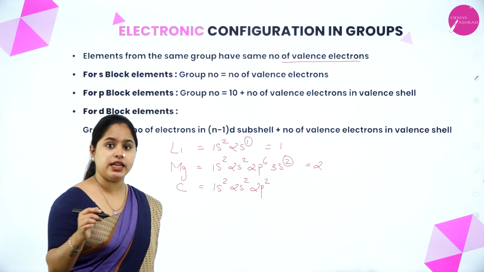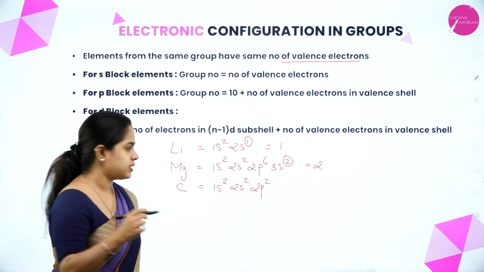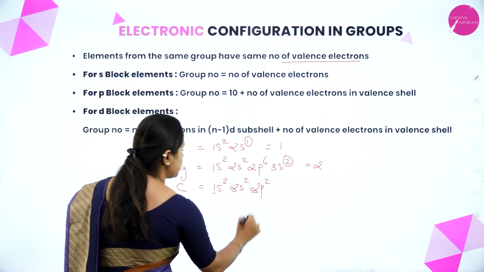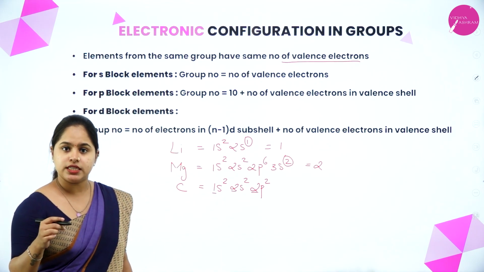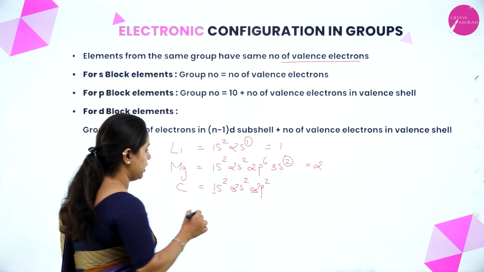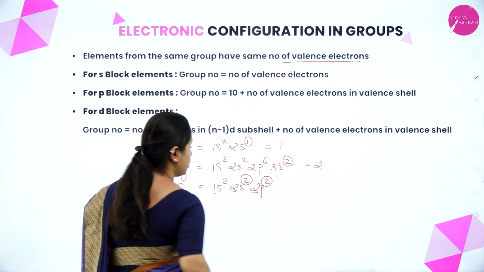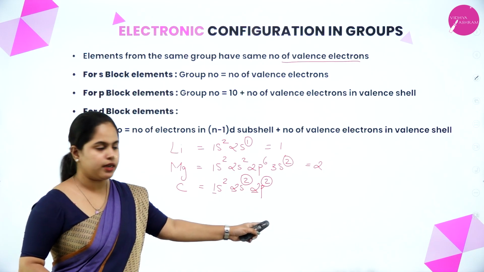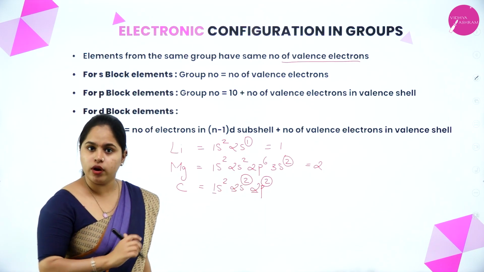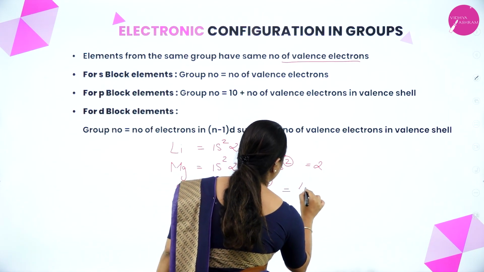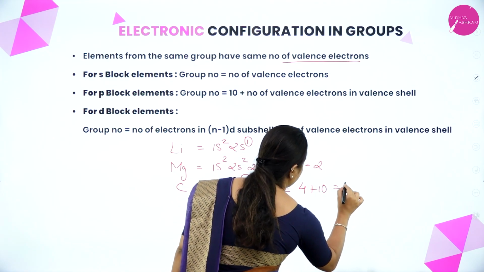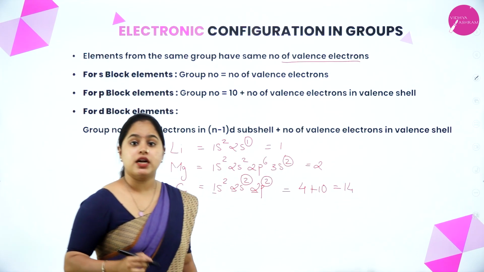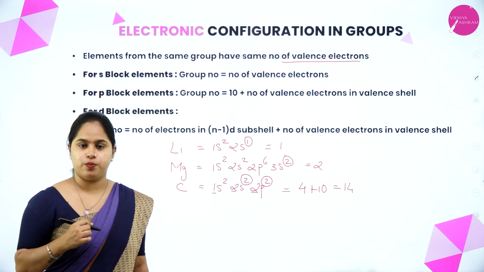The valence shell here is 2. This is the first shell, this is the second shell. So how many valence electrons are there? You have to add these, 2s and 2p, so there are a total of 4 electrons. 4 valence electrons plus 10 is 14. That means carbon belongs to the 14th group.